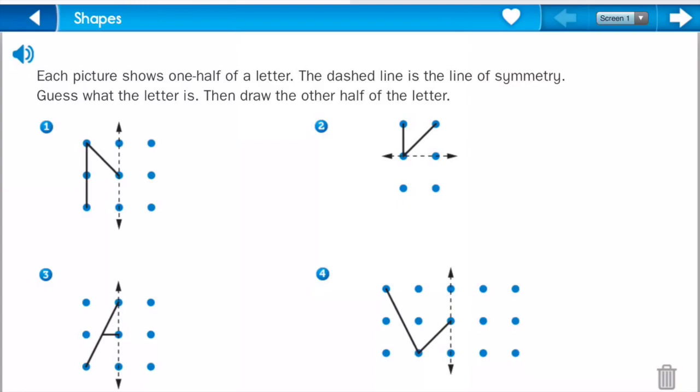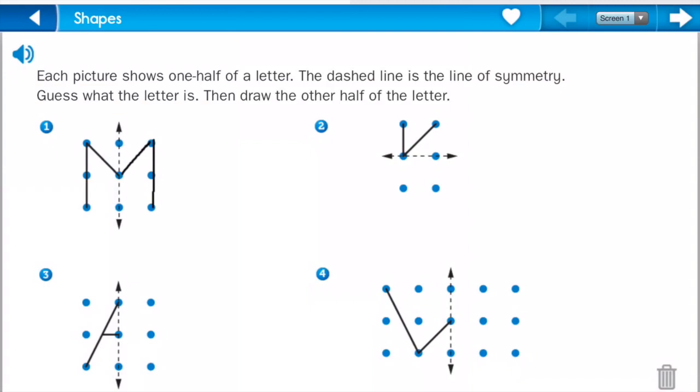Okay? So, let's go through and try to figure out what these are. Okay? So, if I'm looking here, I see that this line goes, on one, it goes all the way up to the third dot at the top, and then it goes and meets in the middle. I'm going to draw the exact opposite on the other side. So looking at this here, it looks to be the letter M. Okay, let's try the next one.